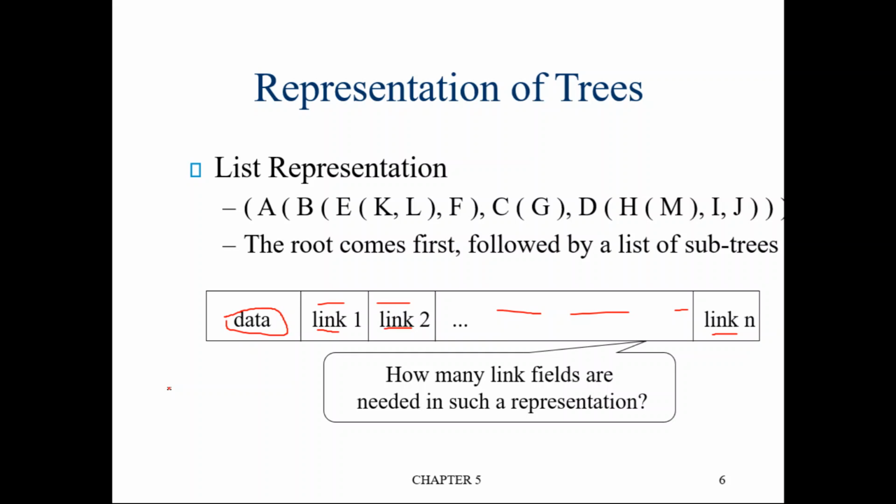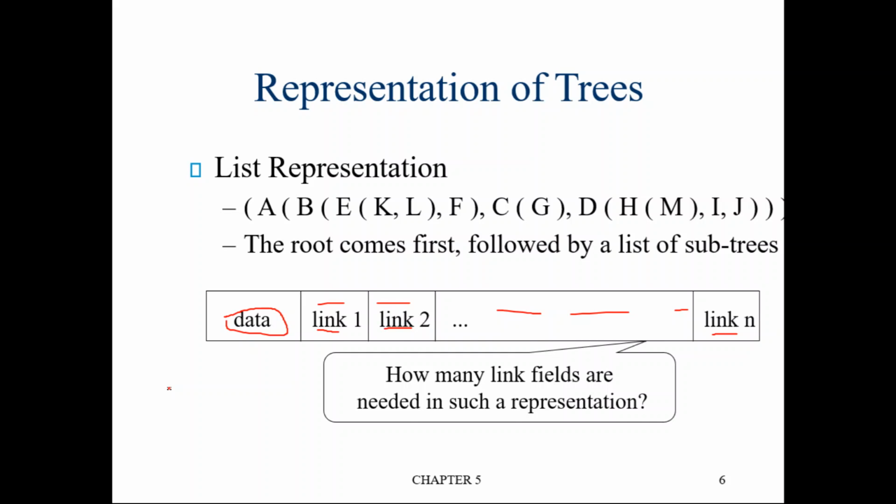What is the degree of a tree? How will you define the degree of a tree? What is the degree of a node? The number of children a node has, that is its degree. The number of children a particular node has, or the number of subtrees a particular node has, that is the degree of that node. Okay. Degree of a tree is what? The maximum degree, the node with the highest degree. That value will be the degree of the tree.